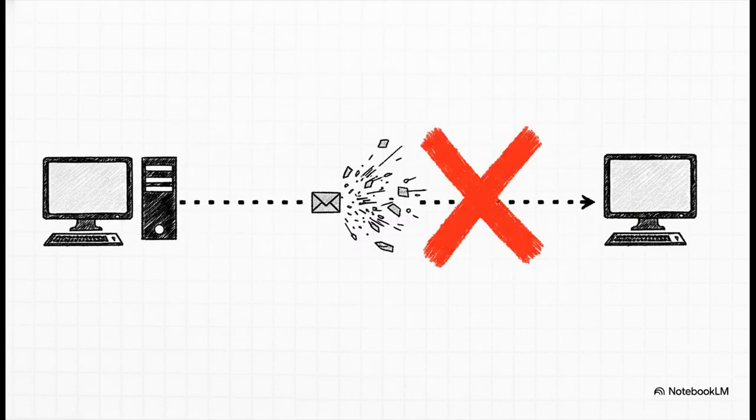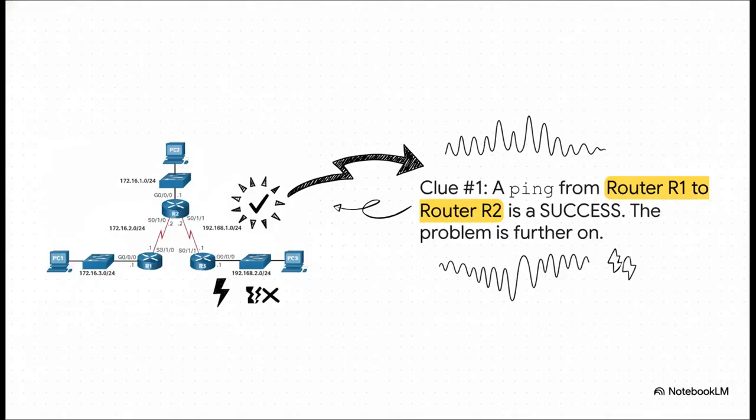So first things first, we confirm the crime. We run a test from PC1 trying to reach PC3 and, sure enough, nothing. No response. Our packet is officially lost in the digital ether. Our mission is to figure out where and why. Okay, time to use our tools.